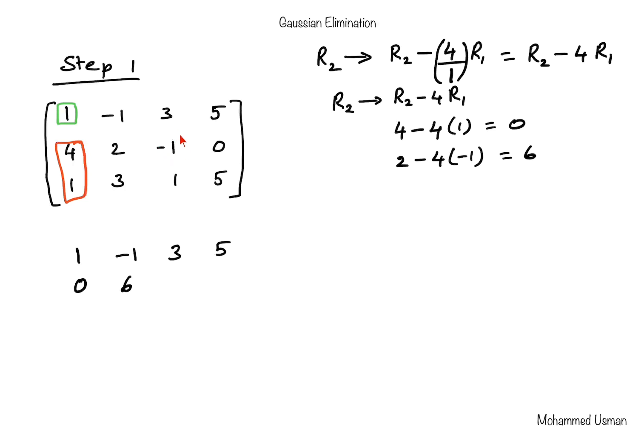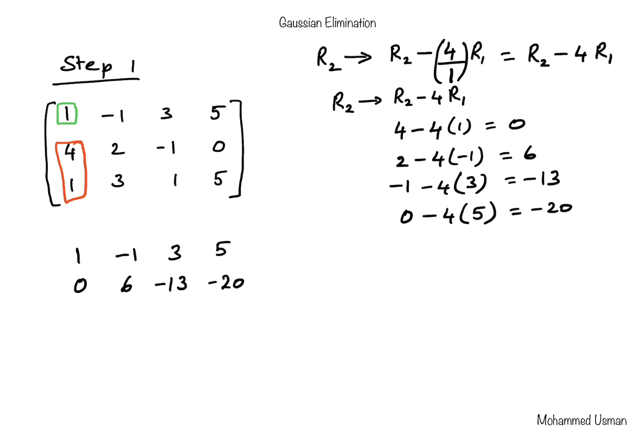And then the third number in row 2 is minus 1, and the corresponding number in row 1 is 3. So in place of R2, we'll put minus 1, and in place of R1, we'll put the 3. That will become minus 1 minus 4 times 3, which is minus 13. So in place of minus 1, we replace it by the transformed number, which is minus 13. Similarly, the fourth number in R2 is 0, and the corresponding number in R1 is 5. So that will become 0 minus 4 times 5, which is equal to minus 20.